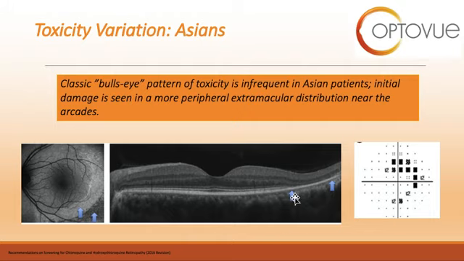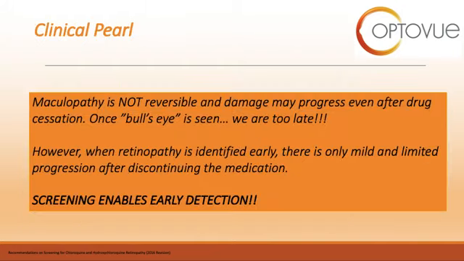And on OCT, you can see here that, again, there's been preservation of this whole area within the fovea and right at the parafoveal area. However, the tissue changes are pretty prominent out in that extramacular area. Okay, so make sure that you're getting an OCT scan that really gets far out and a 24 or 30-2.